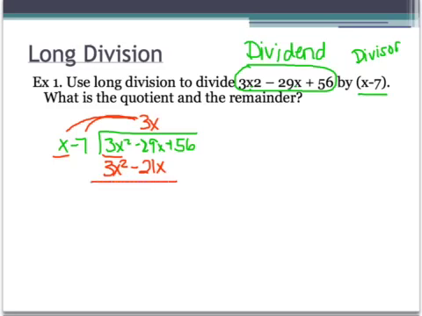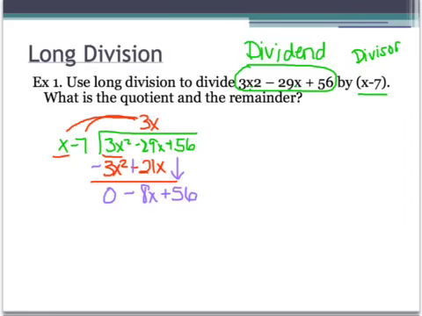Now I'm going to do subtraction, but when you subtract a quantity, it's really the same thing as distributing each term by negative 1. So this positive 3x squared becomes negative, and the negative 21x is going to become positive. And then I work vertically. 3x squared minus 3x squared is 0. You don't have to write that. Negative 29x plus 21x is negative 8x. And then you drop your next term.